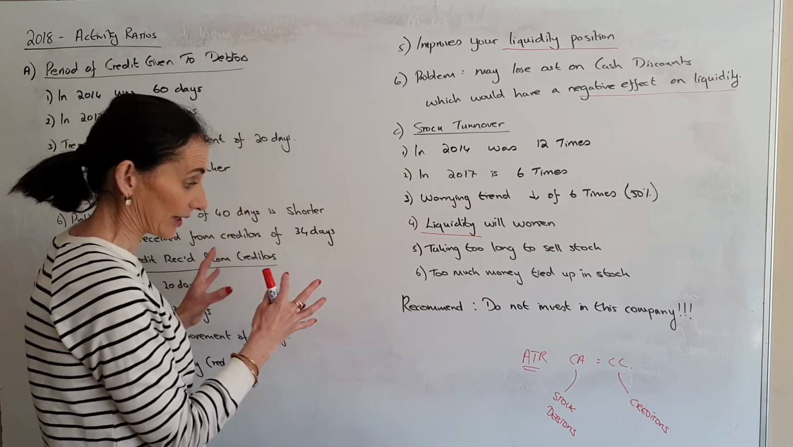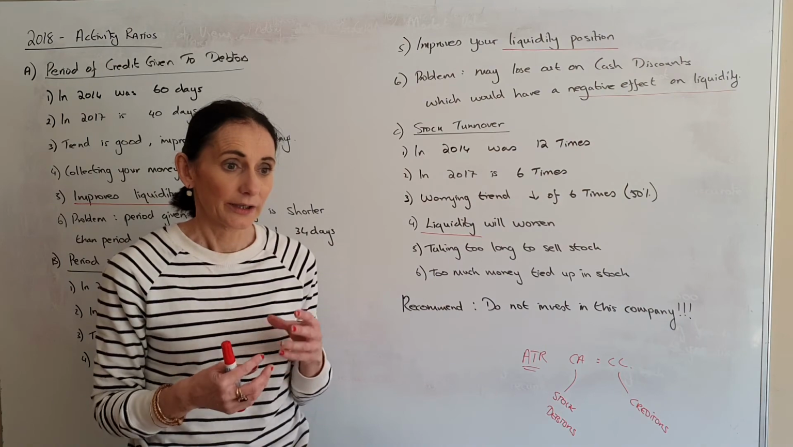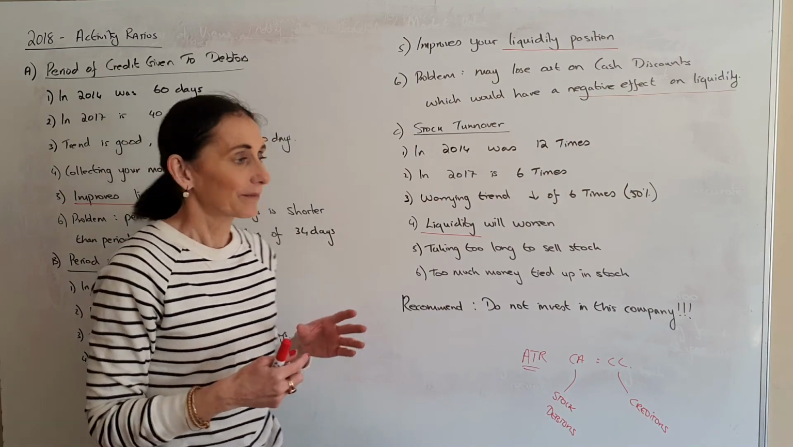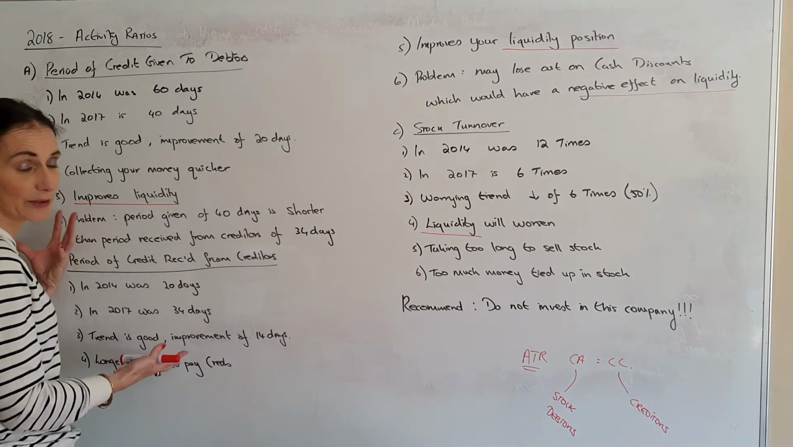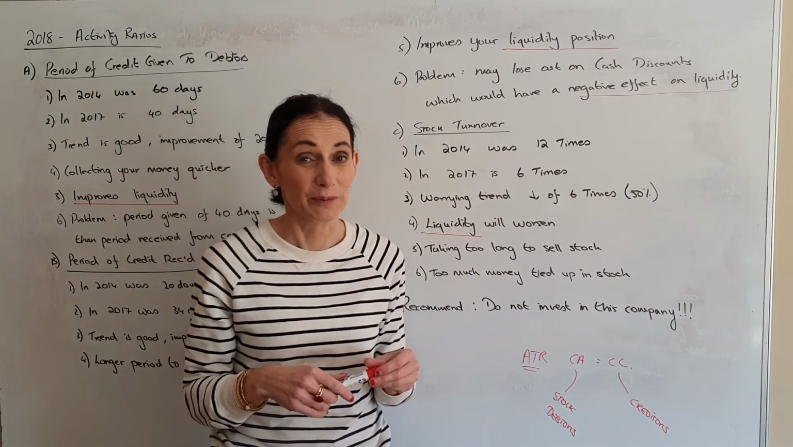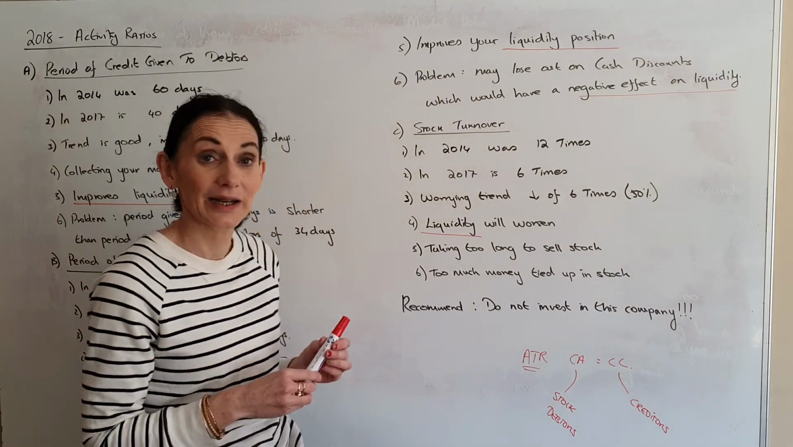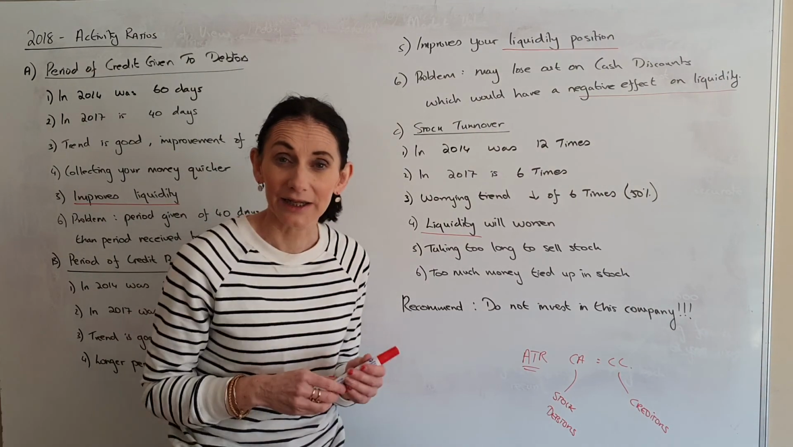So you've looked at the three. You're recommending do not invest in this company. Now my conclusion would be these were okay. These were actually proving positive. But your stock turnover has gone down by 50%. Just something hugely wrong with your company. Okay, so that is 2018, the activity ratios done.